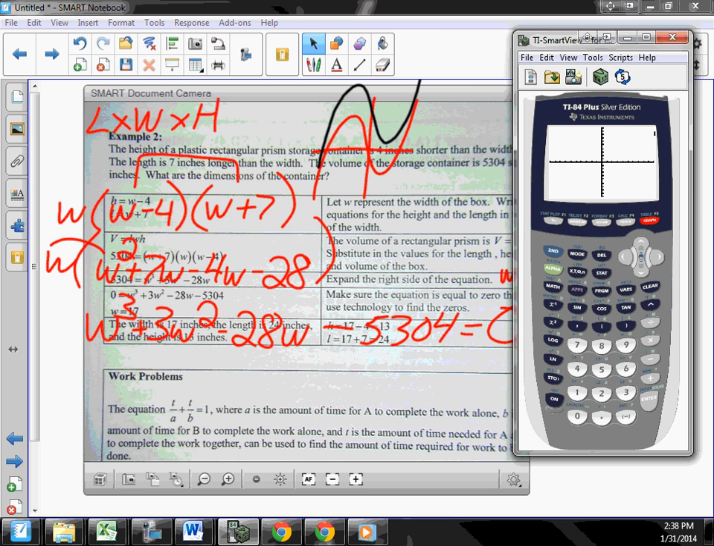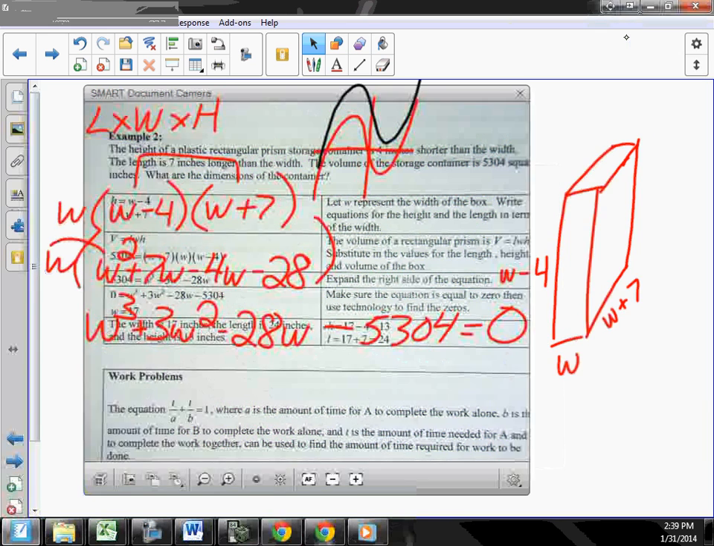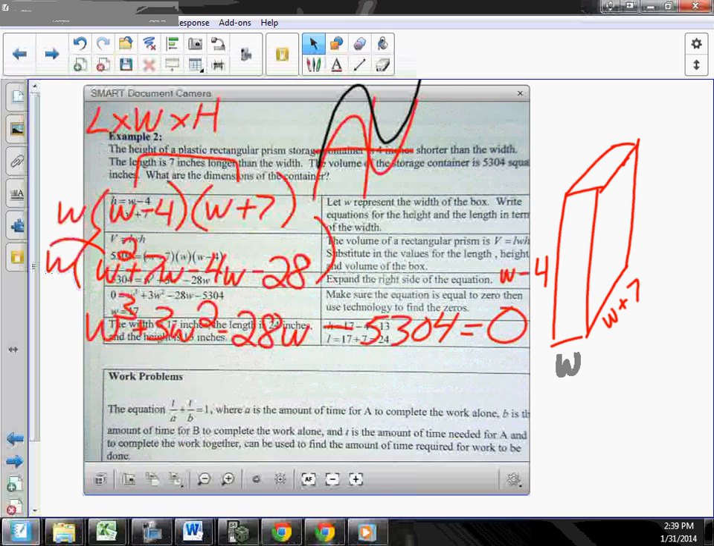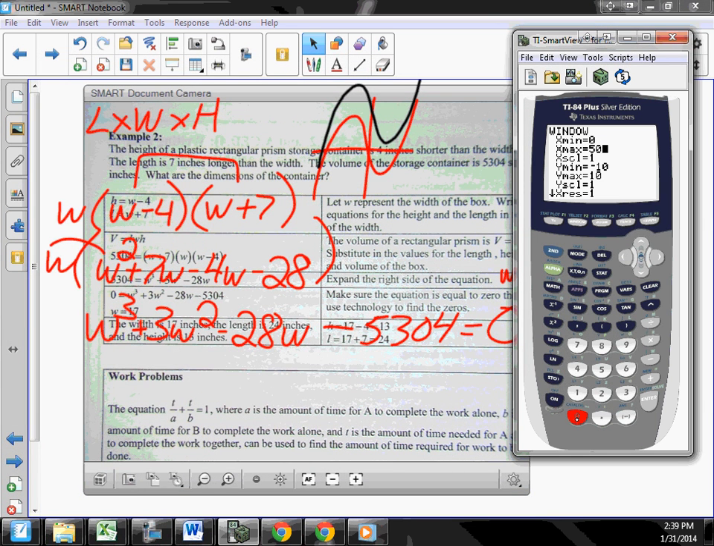Graph. I don't see it. Did anyone see anything? So, I need to change my window. What should my window be? Well, do I need to see any negative numbers? Well, let's look. So if W was negative 1, W minus 4 would be negative 5. So it's got to be bigger than 4, right? And other than that, we don't know. So let's say from 0 to 50. See if that does it.